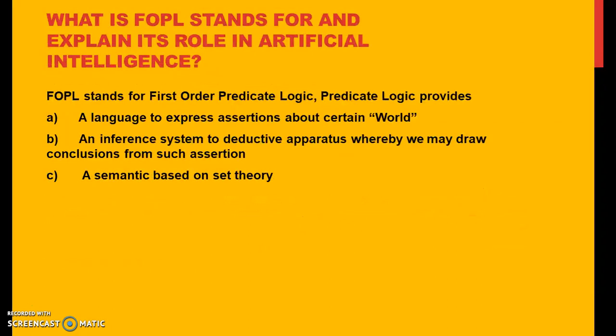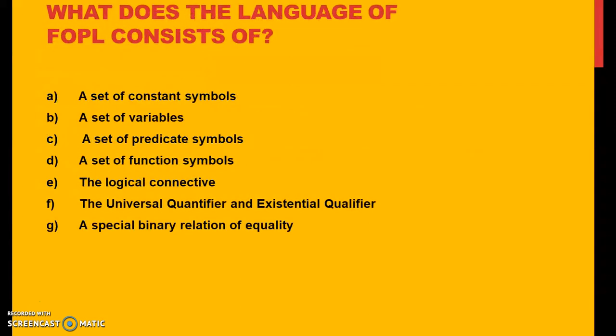So what does FOPL stand for, and explain its role in artificial intelligence. FOPL stands for First Order Predicate Logic. Predicate logic provides a language to express assertions about a certain world, and an inference system, a deductive apparatus, whereby we may draw conclusions from such assertions. It has a semantics based on set theory.